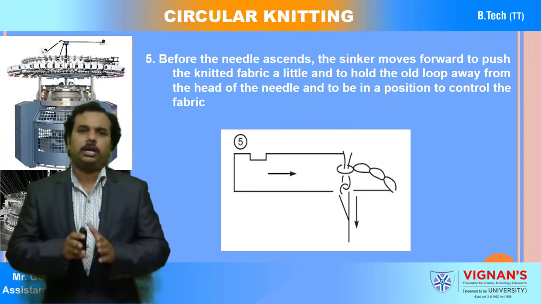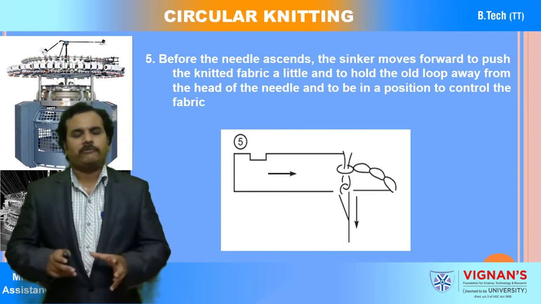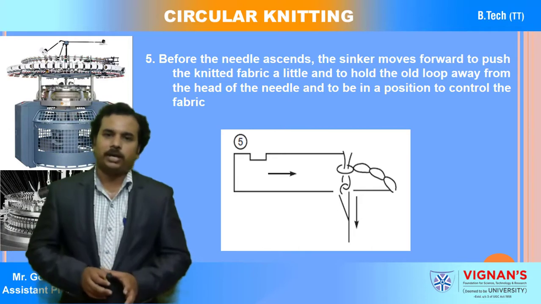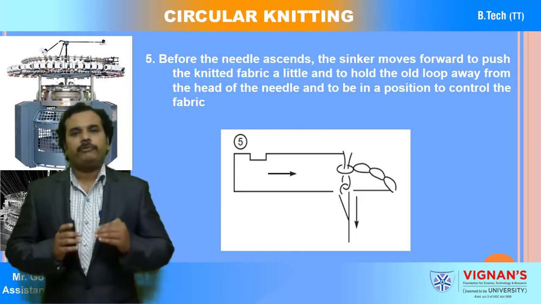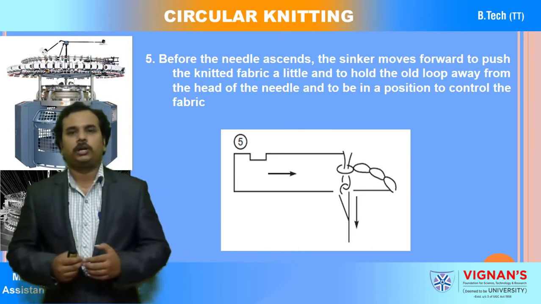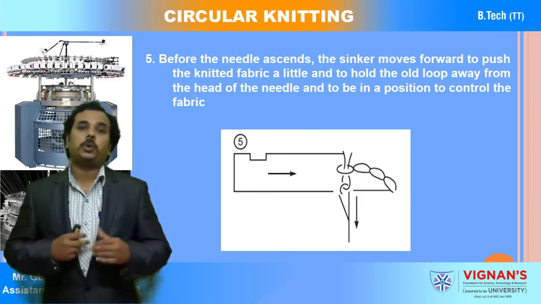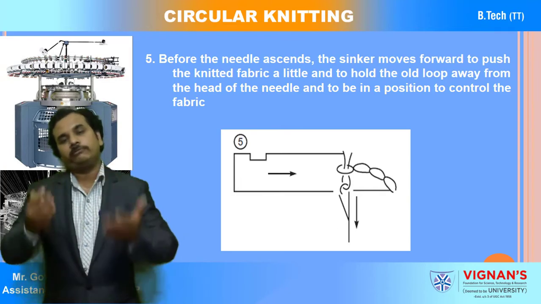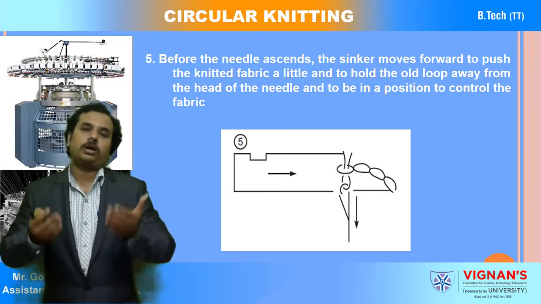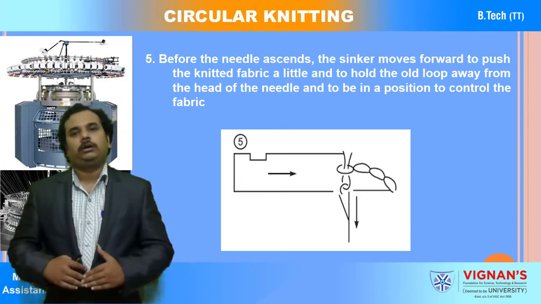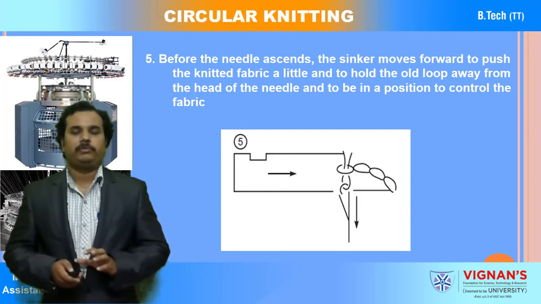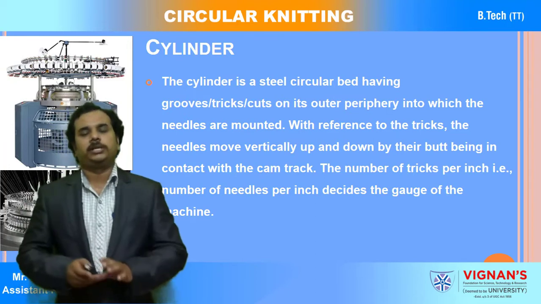So I think it is clear to you. There are 5 operations of the sinker. So the sinker is a major part. Whenever the needle is rising up and lowering down, the sinker part is going to assist the old loops so that they do not rise up along with the needle, and do not lower down into the bottom of the knitting machine. So that is the major thing.